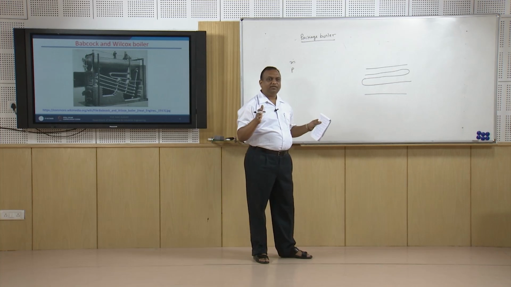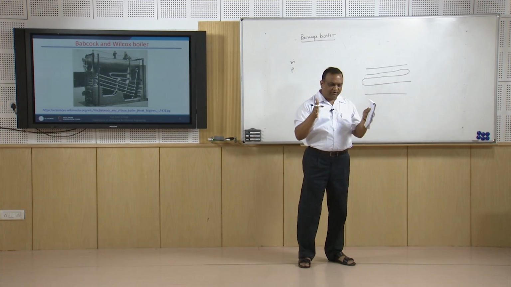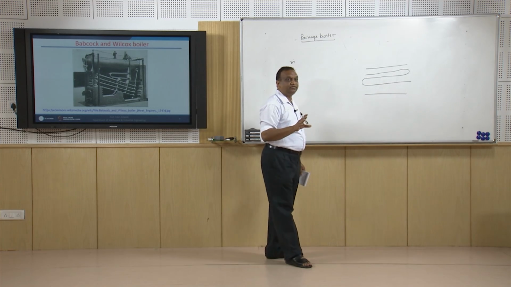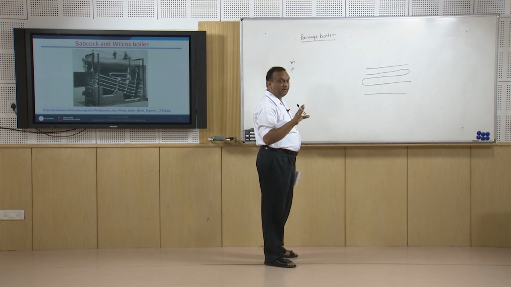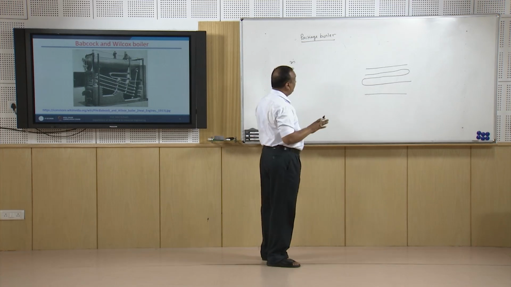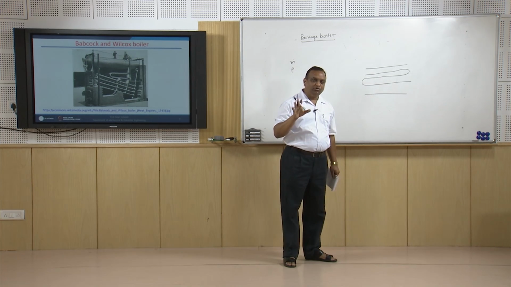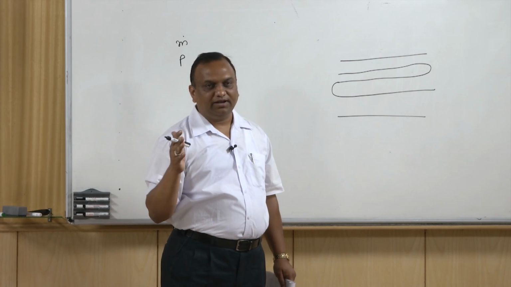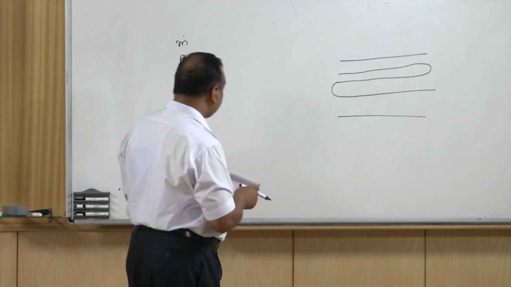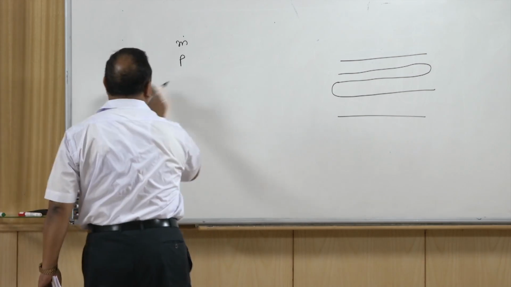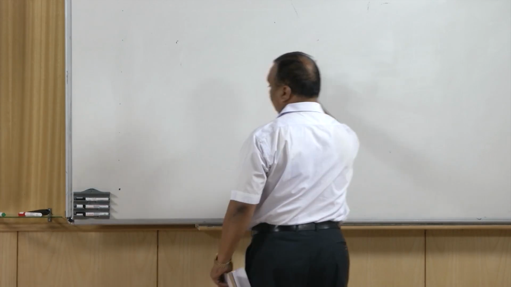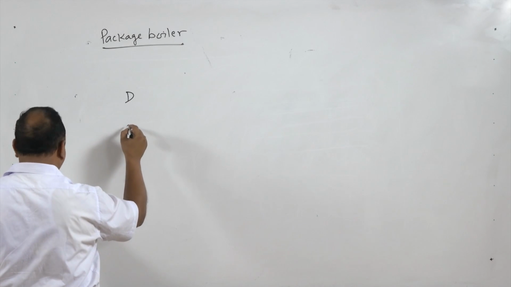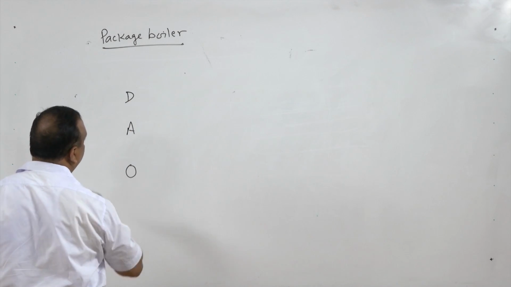So a package boiler has everything inside one structure, one entity. It is smaller in size, it is portable, it is flexible. Flexible in the sense it has a wide range of operations. Though you may have to purchase different boilers for different ranges, packaged boilers are available in a wide range. Now in packaged boilers, if you look at the arrangement of the drum and the tube, there is a D type arrangement, there is an A type arrangement, and there is an O type arrangement.